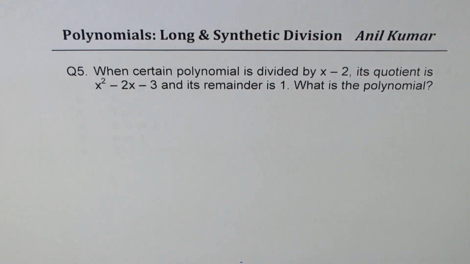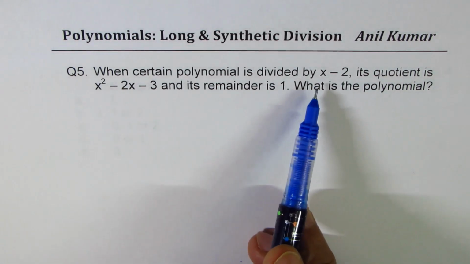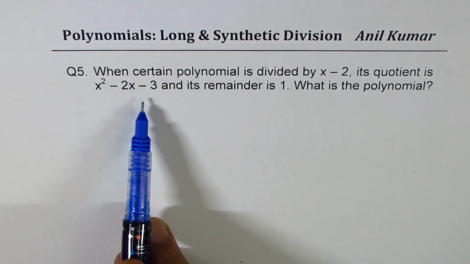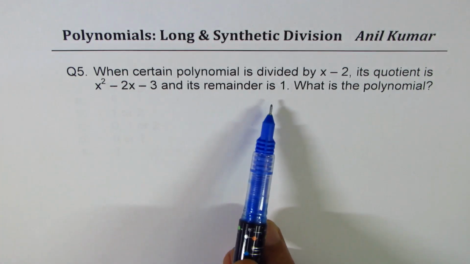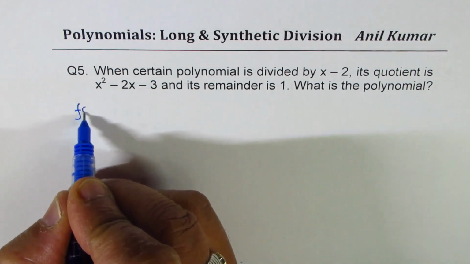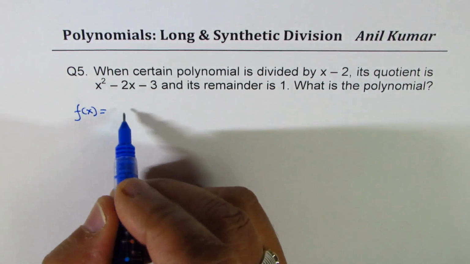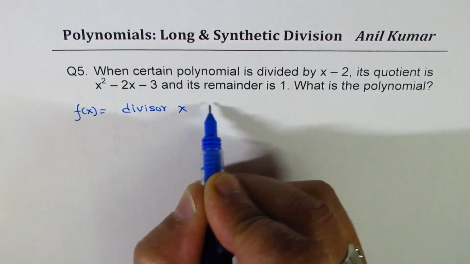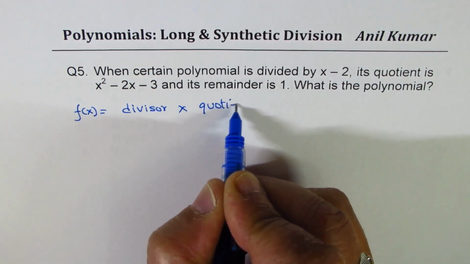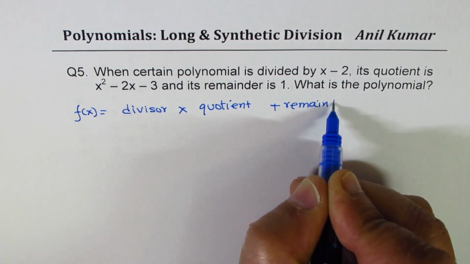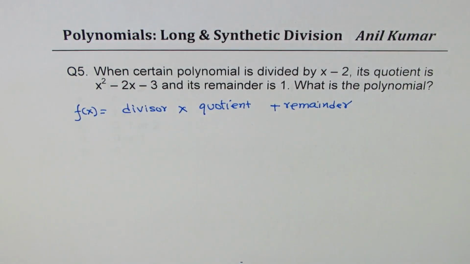Question number 5. When a certain polynomial is divided by x minus 2, its quotient is x squared minus 2x minus 3 and its remainder is 1. What is the polynomial, right? So we can always find the polynomial using the product of divisor and quotient and adding the remainder to it, right? That is the division statement, which we normally write in multiplication form.